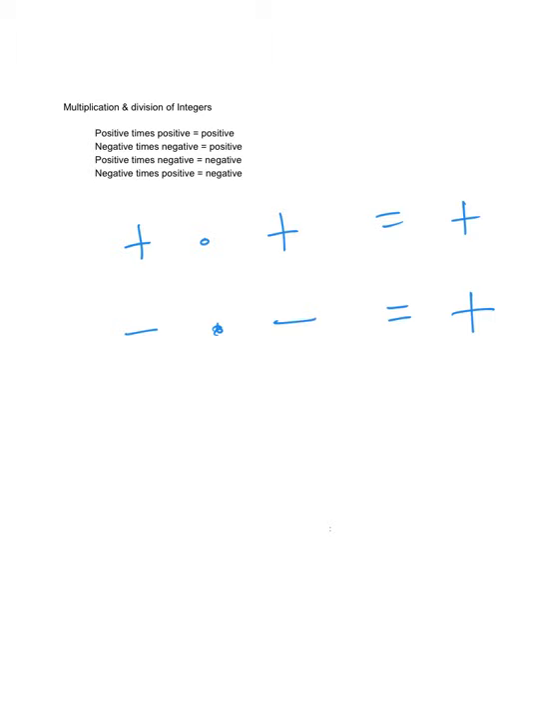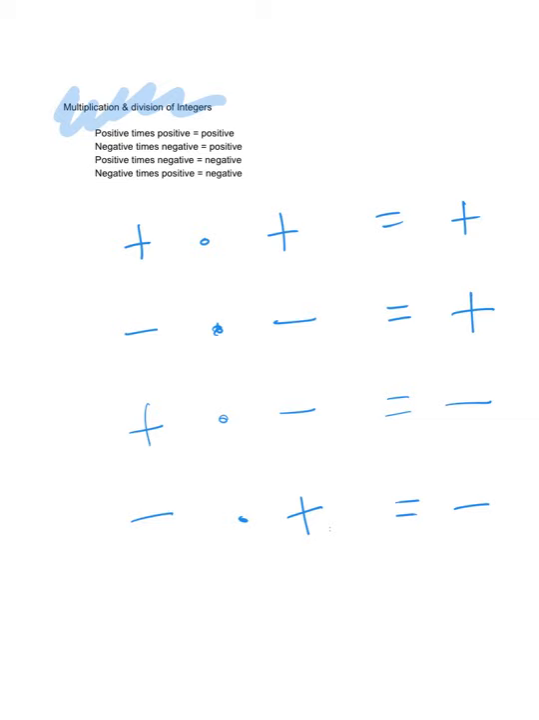You mistyped. What happens if you have a positive and a negative? It's a negative. It should be a negative. What if you have a negative and a positive? It's a negative. So these rules are the same for both multiplication and division.